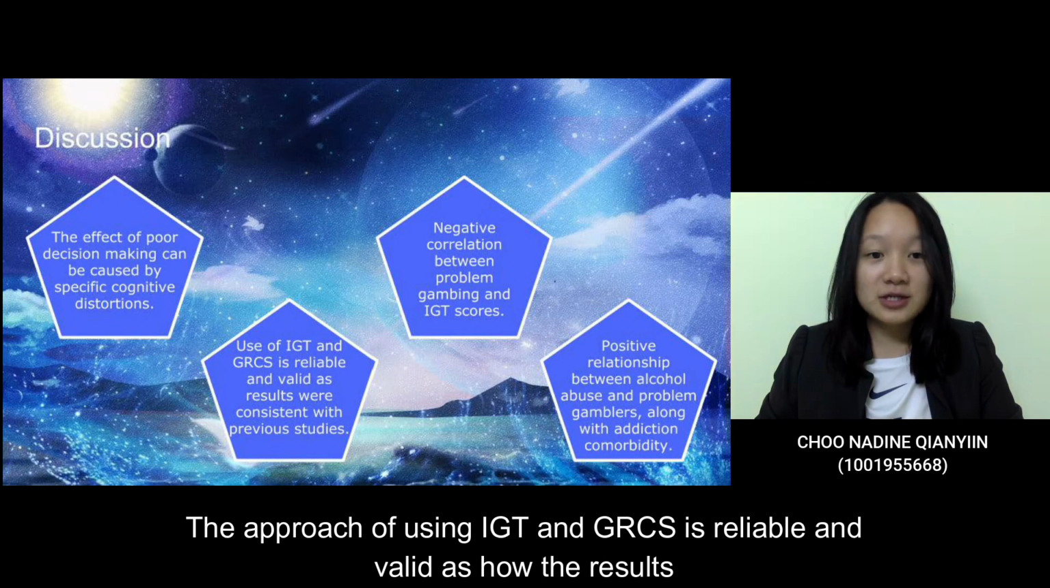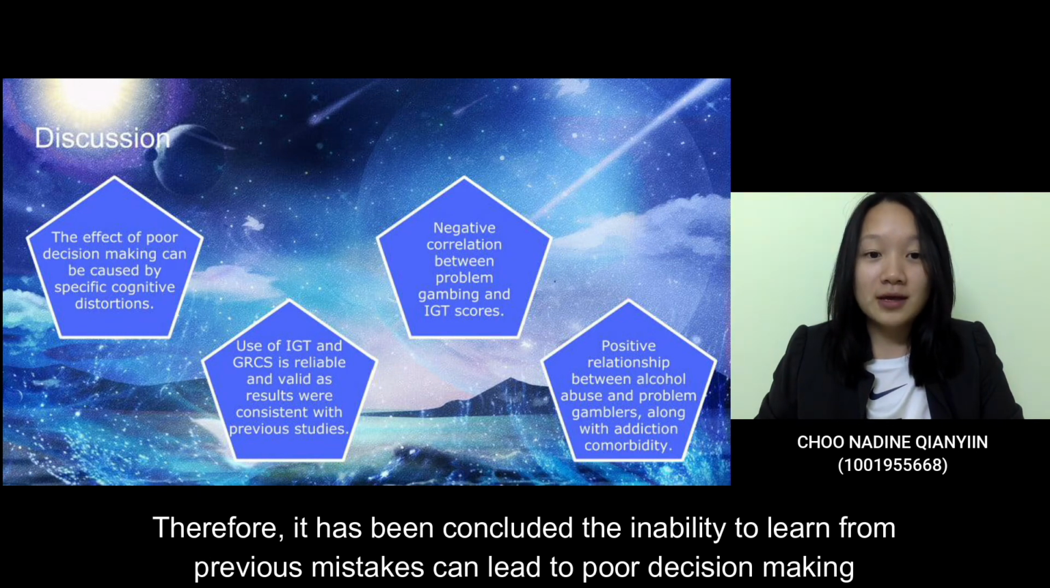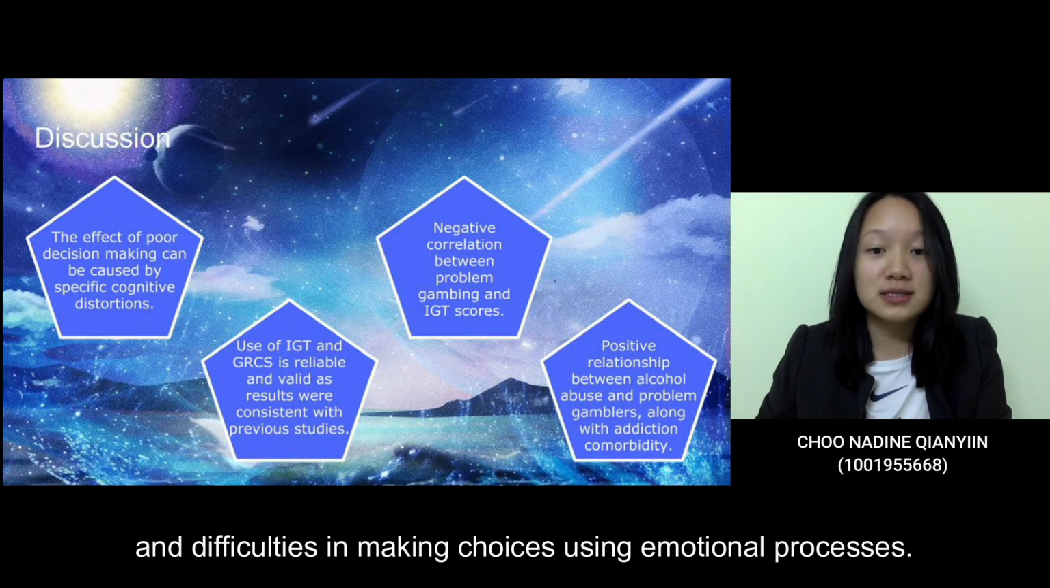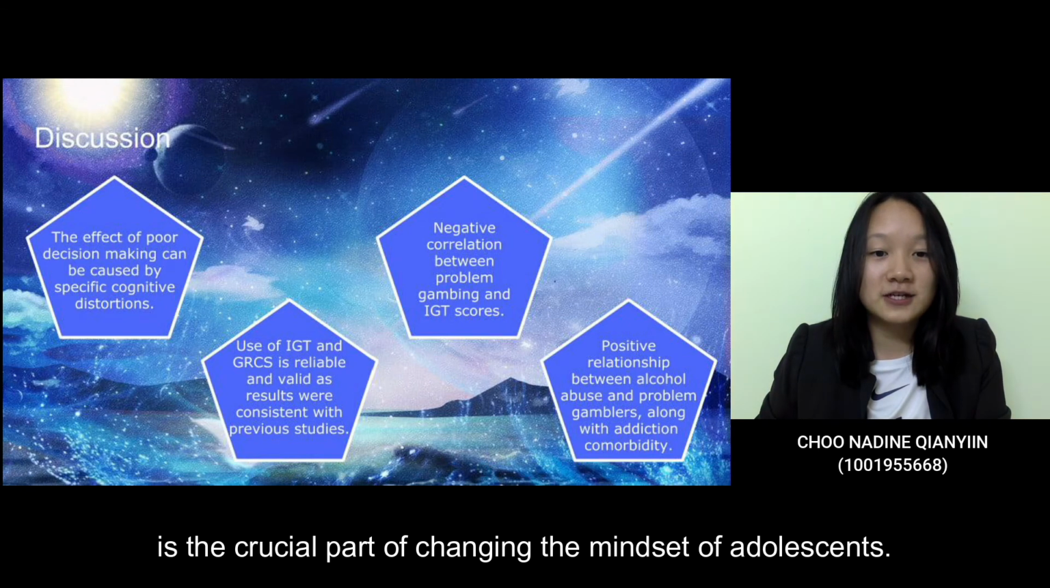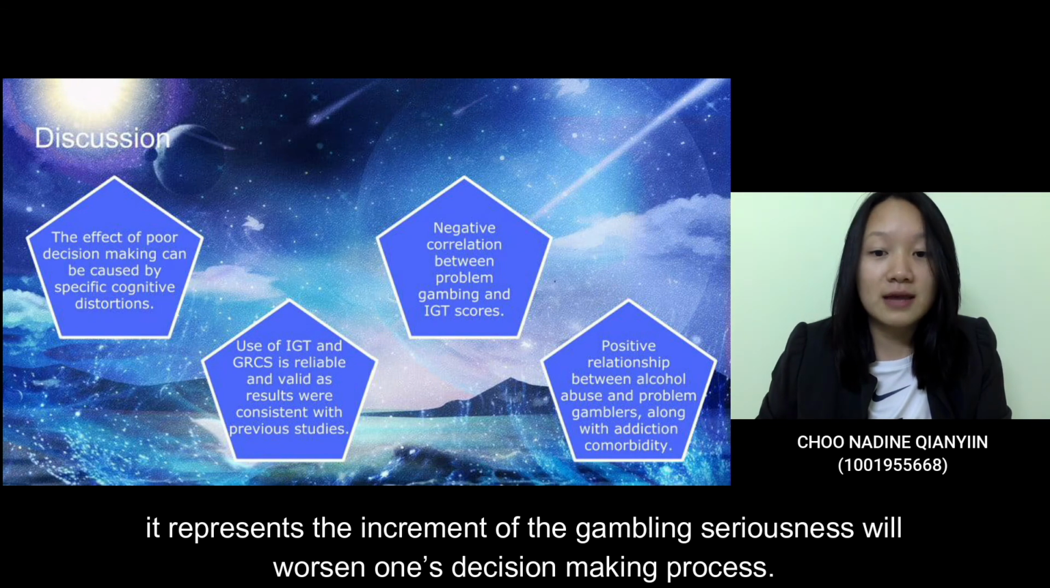The approach of using IGT and GRCS is reliable and valid as the results from previous studies were consistent, and therefore it has been concluded that the inability to learn from previous mistakes can lead to poor decision making and difficulties in making choices using emotional processes. Key information like social approval that encourages youth gambling is a crucial part of changing the mindset of adolescents. A negative correlation between problem gambling and IGT scores was also found, which represents that an increment of gambling seriousness will worsen one's decision-making process.